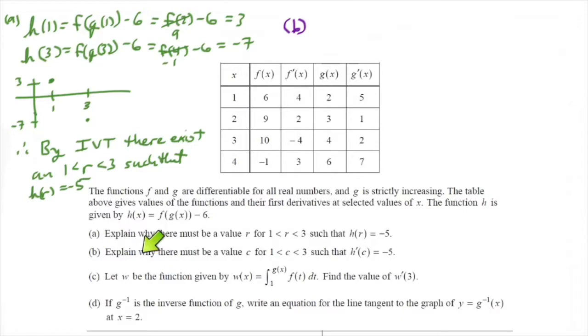Next problem, it says explain why there must be a value c between 1 and 3 such that h prime of c equals -5. Now h prime means that we're going to be seeing the slope of h at some point. So at this point c, we're getting a slope of -5. This requires the use of the mean value theorem. Mean value theorem says this: if you've got two points, any two points, and you have the known fact that the function that connects those two points is continuous, that means that there exists a c somewhere between these two points that'll give me the same slope at that one point, the instantaneous slope, as the slope that connects these two points.